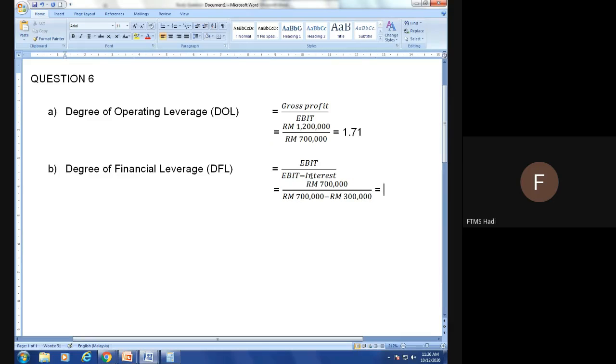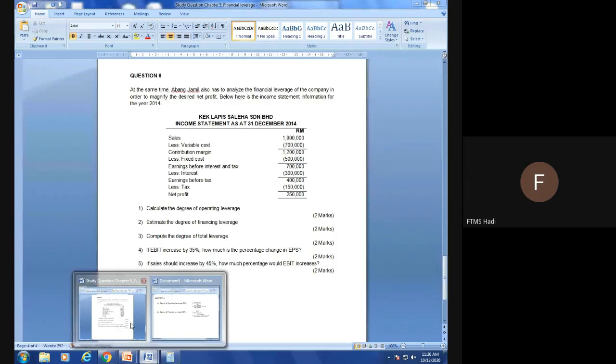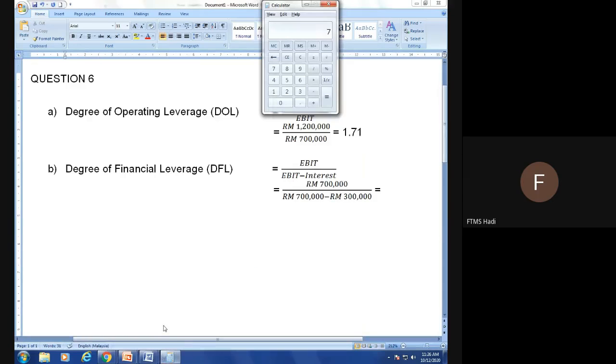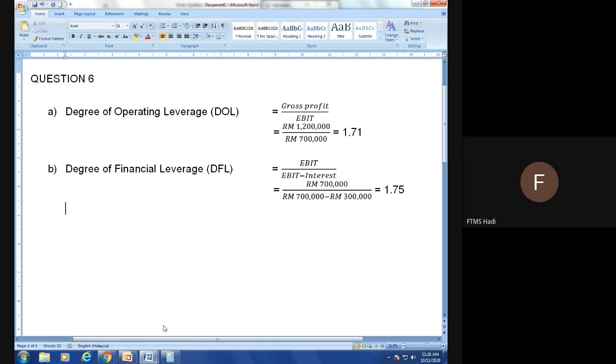You need to solve this first: 700,000 minus 300,000 is 400,000, right? So 700,000 divided by 400,000 becomes 1.75. That is the second part.